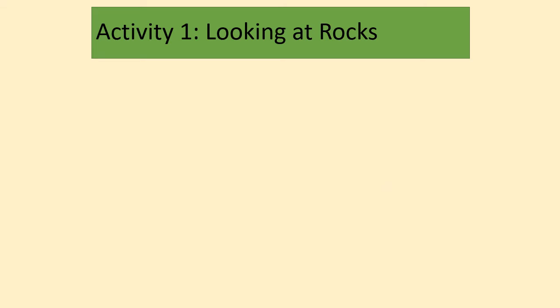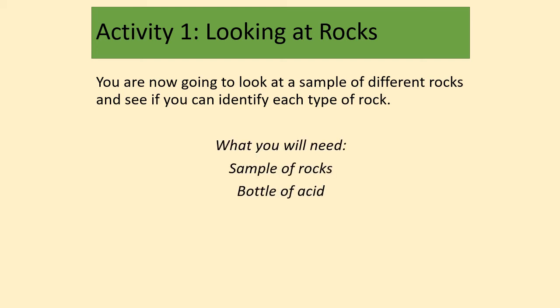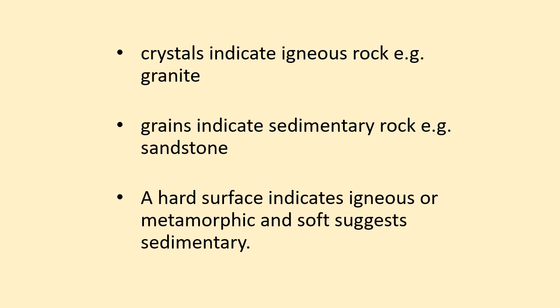Now, what you'll be doing in class, hopefully you'll get the opportunity to do this practical activity, which is to look at rocks in a bit more detail. You'll be given a sample of different rocks, some acid to test the rocks with, and a nail to scratch the surface of the rock. With the acid, you'll be looking for: is there a sign of a chemical reaction happening? And with the nail, when you're scratching the surface of the rock, you're going to be seeing: is it soft or hard? Now, after you've tested the rocks, you should be able to see a pattern.